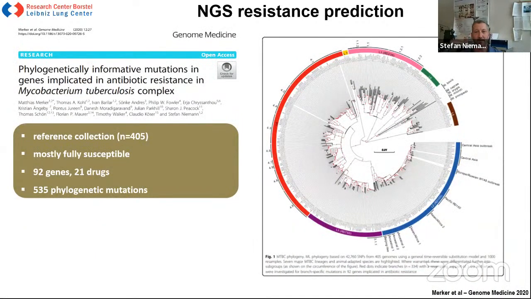There is one important notion that we should know, from a study that we recently published, where we looked into the diversity in 92 genes that are potentially associated with 21 drugs, and we used a reference collection of 405 strains. On the right-hand side you can see a phylogeny based on the sequence variation only in those genes. The striking result was that you could find enough variation in the resistance genes to completely rebuild the phylogeny of the TB complex.